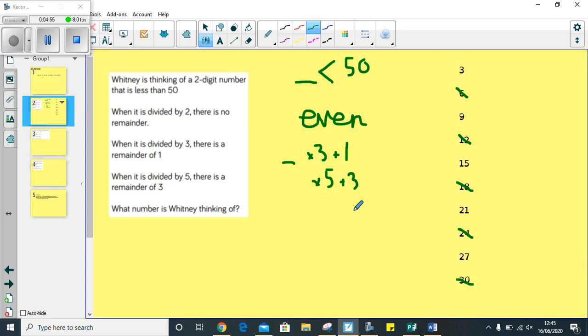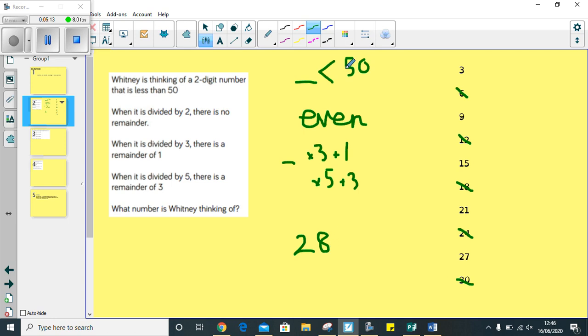So I need a multiple of 3 where I add 1 where it's equal to 20, something ending in 8. So I can have 4, no, that won't work. 10, no, that won't work. 16 won't work. 22 won't work. 28. Let's see if 28 works.